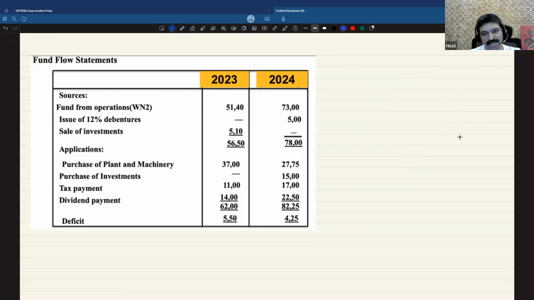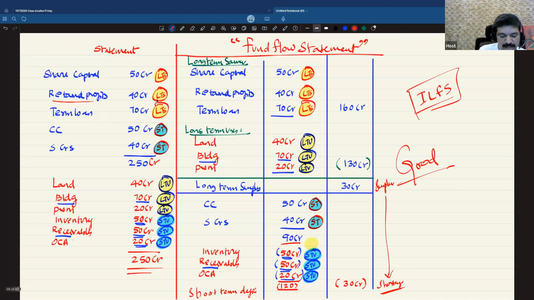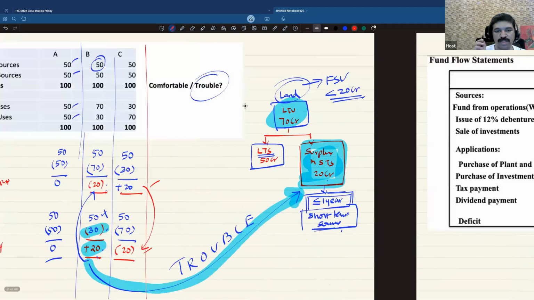And let's get ready to admire the beauty of the fund flow statement once again. Look at here. This business has made funds from operation of 5,140. This is nothing but profits made by the business after certain technical adjustments. You need not worry about those; that is taken care of by accountants. You understand that this is the profit they have made in the year 2023. And this profit is considered as a long-term source, LTS.